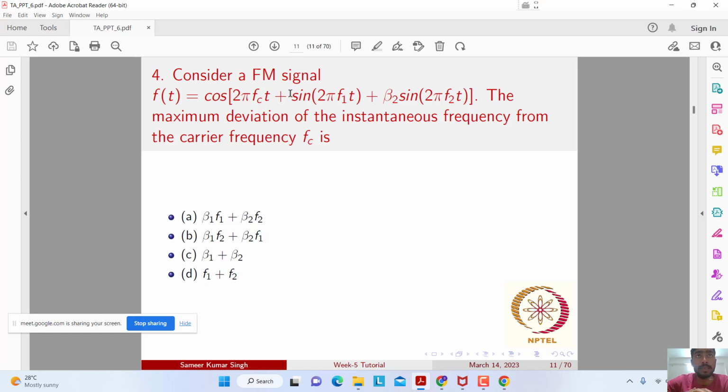So please notice there will be beta 1 sine 2 pi f1t, and the third term is beta 2 sine 2 pi f2t. If you solve without using the beta 1, the answer will become f1 plus beta 2 f2. If you consider the beta 1, the answer will become A part. So please try. There is a typing mistake.